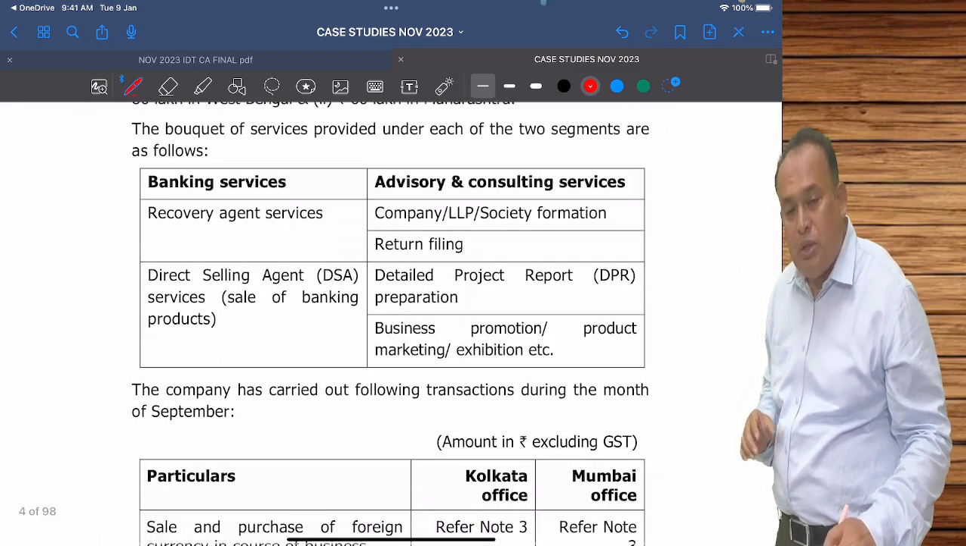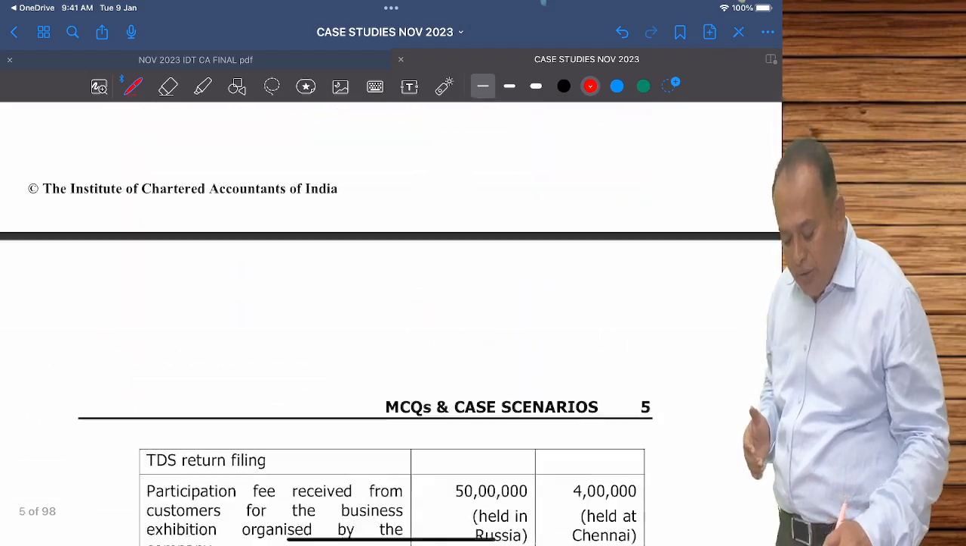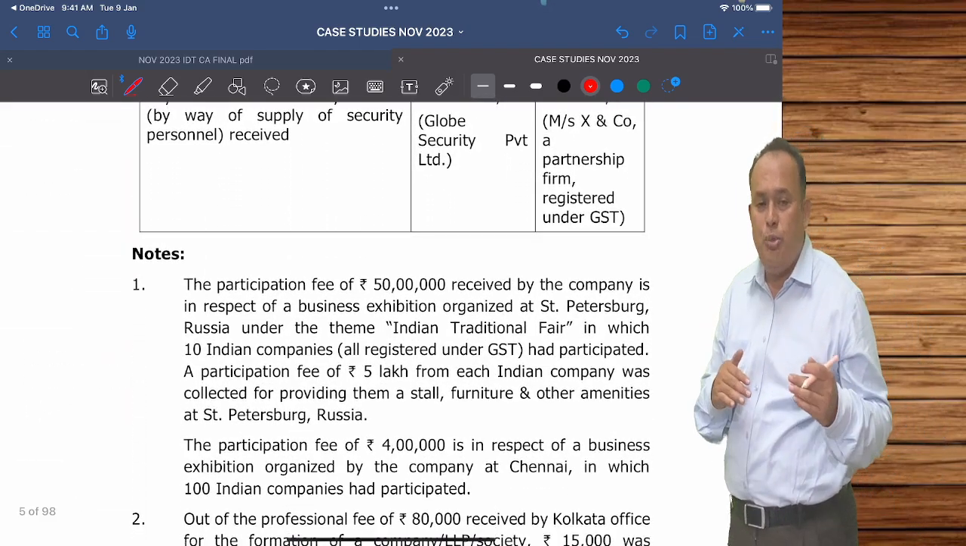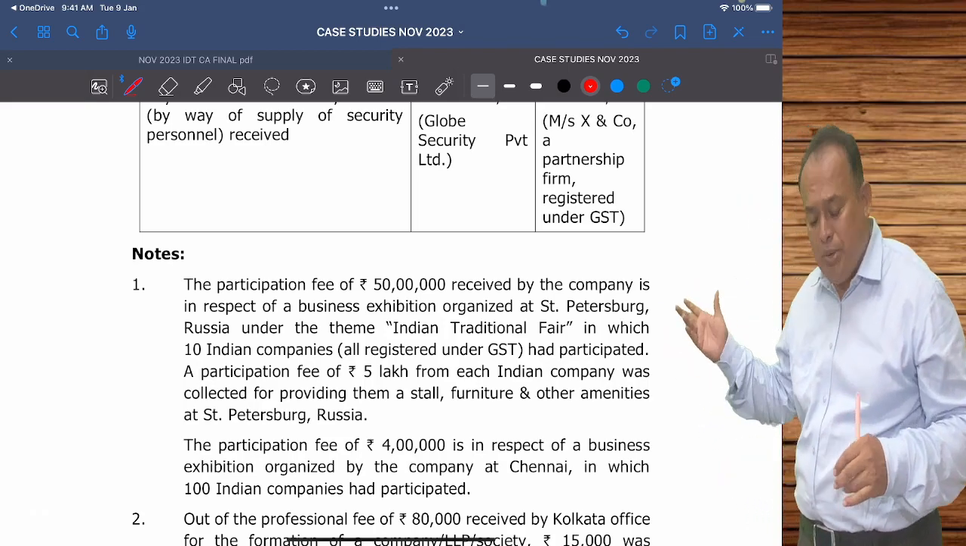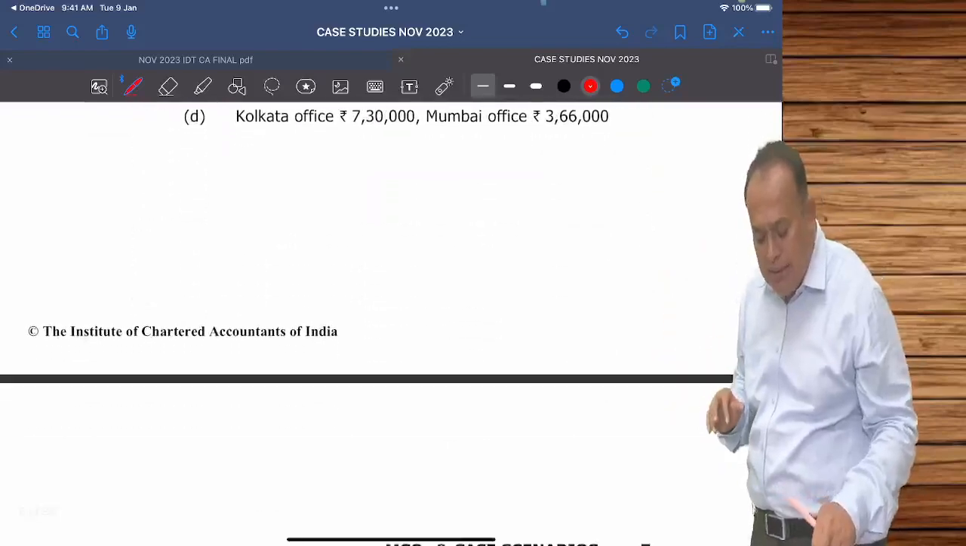Now this particular supplier of services, they have given the information on what services they provide. Very good. What services they receive is also given. And we have here inward supply on which they are liable to pay GST, namely where RCM is applicable, which we will discuss one by one. What is the question here asking in the multiple choice question?